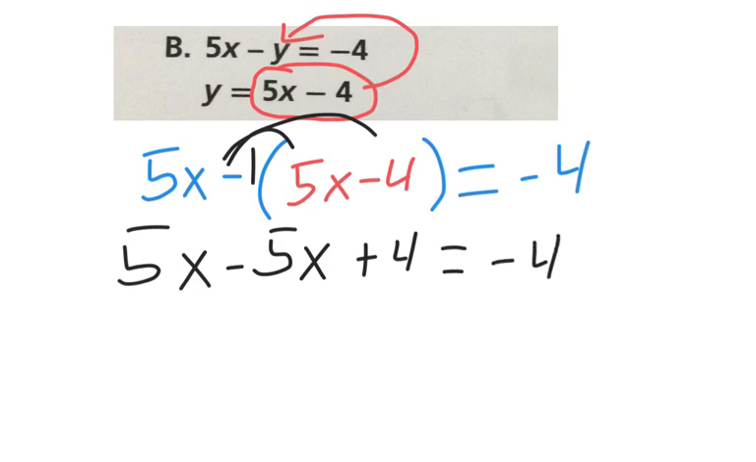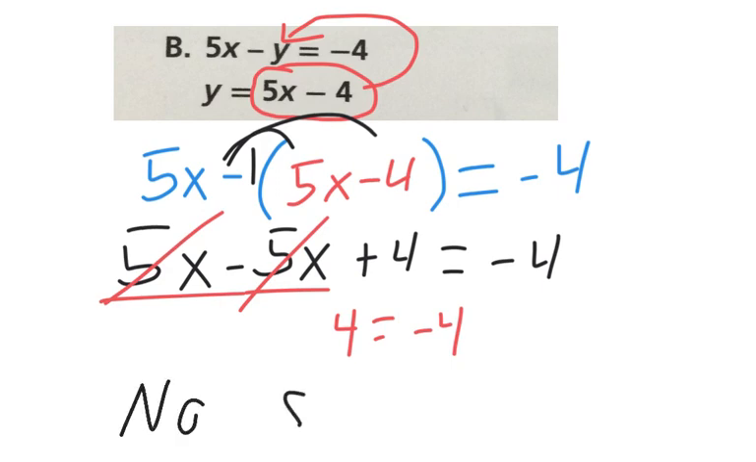Now, do I have any like terms? Yes, I do. 5x minus 5x, those combine to be 0x, which is 0. So I'm left with 4 equals negative 4. When all the variables go away and cancel out, I'm left with just a math statement. Does 4 equal negative 4? No. That's nonsense. That's not true. Therefore, there is no solution.